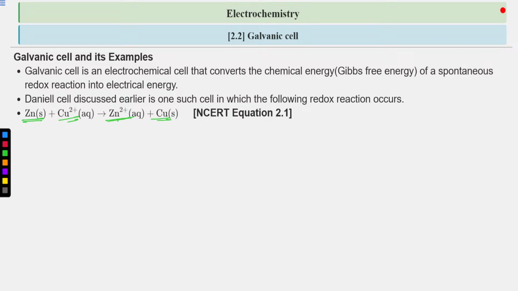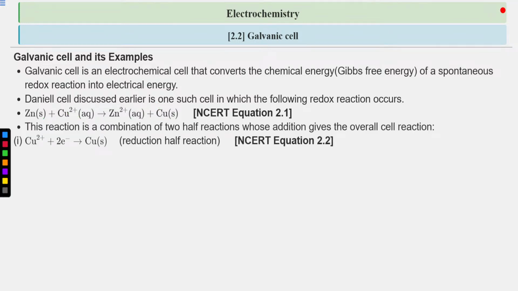So that means this is the process of oxidation, right? Zinc from 0 converting to 2 positive means this is the oxidation process, and copper from 2 positive converting to 0 means this is the process of reduction. Okay, and this is NCERT equation 2.1 present in our NCERT textbook.